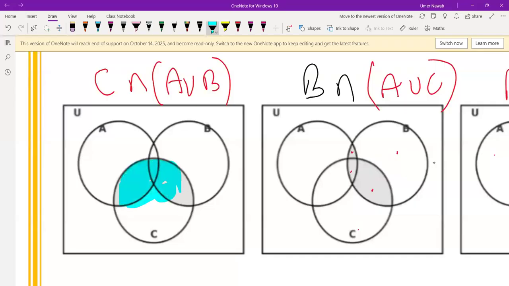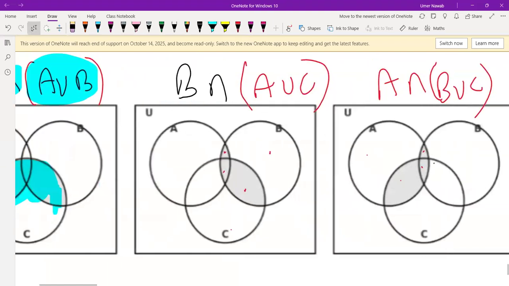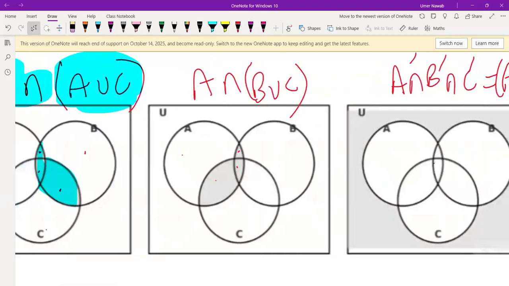So which part of C is he taking, which is common with A union B, which is common with A and A union C. He's not taking the complete B, but he's taking that part of B which is common with A union C. He is not taking the full A, but he's taking the part of A. That's why he used intersection. So A intersection, common with B union C.